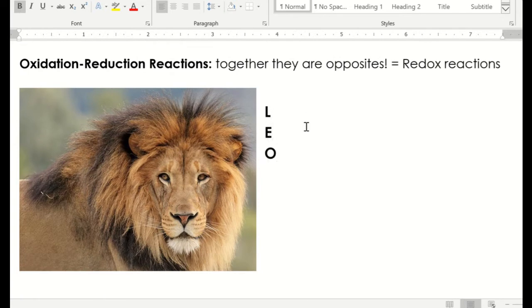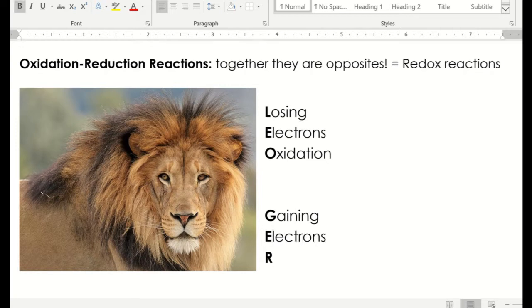So as you can tell, we have this lion here, okay? His name is Leo, L-E-O. And what do lions say? They say GER, G-E-R. So whenever you need to think about oxidation reactions, think of Leo the lion says GER, okay? Leo stands for losing electrons is oxidation. And G-E-R, gaining electrons, is reduction. So Leo the lion says GER.